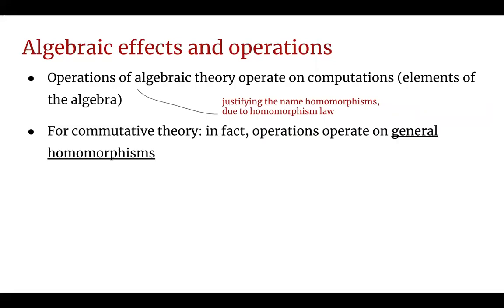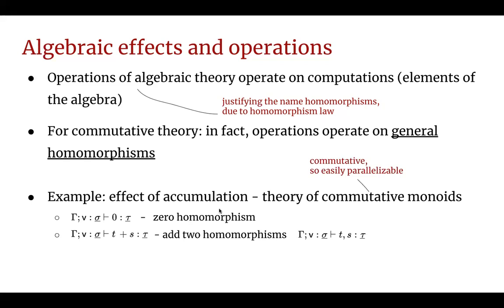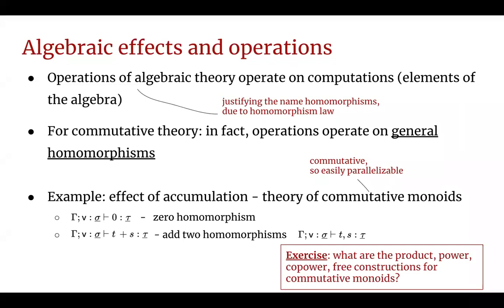And in case we have a commutative algebraic theory, which is the case here, because we're looking at commutative monoids, we can in fact apply them to arbitrary homomorphisms. So we can add two homomorphisms and we have a zero homomorphism in the world of commutative monoids. And I'd like to note here that it's relevant that we're working with commutative monoids. That's relevant in practice because we tend to parallelize these automatic differentiation computations, and the commutativity means that it's quite easy to parallelize this sort of computation because the order doesn't matter. So as an exercise, maybe you can look at what the power and co-power and such look like in commutative monoids, if you haven't seen that before.